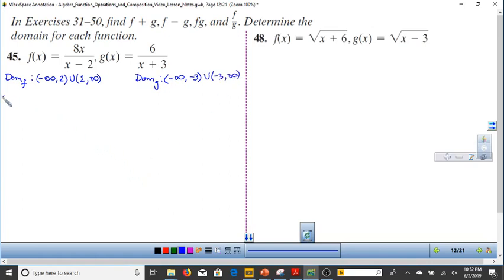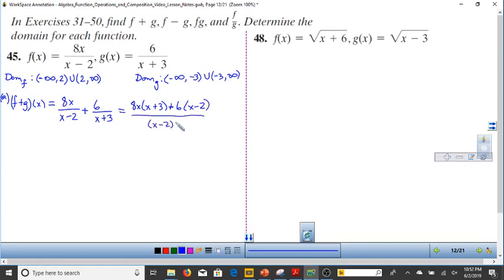So let's see if we can do the addition. Subtraction is going to be similar. F plus g of x. That's simply 8x over x minus 2 plus 6 over x plus 3. And of course, we can get a common denominator: multiply the numerator and denominator of the first fraction by x plus 3, multiply the numerator and denominator of the second fraction by x minus 2, and then the common denominator would be x minus 2, x plus 3.